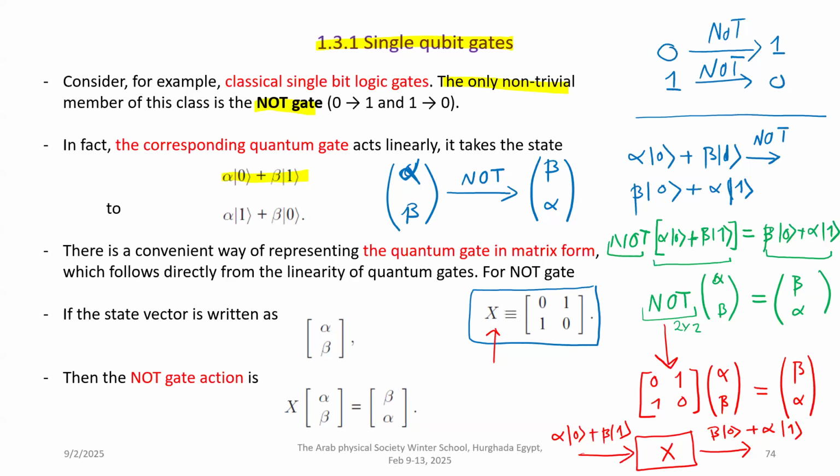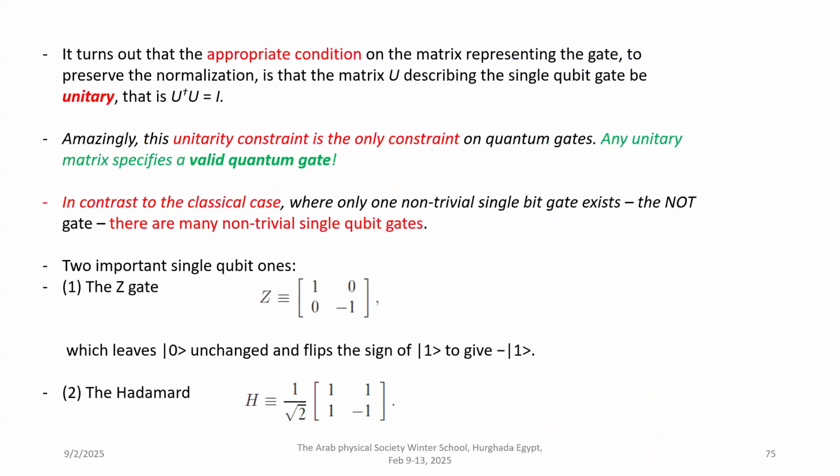So this is the NOT gate. Okay, this is the NOT gate. So this is what we have here. Very good. Are there other ones?